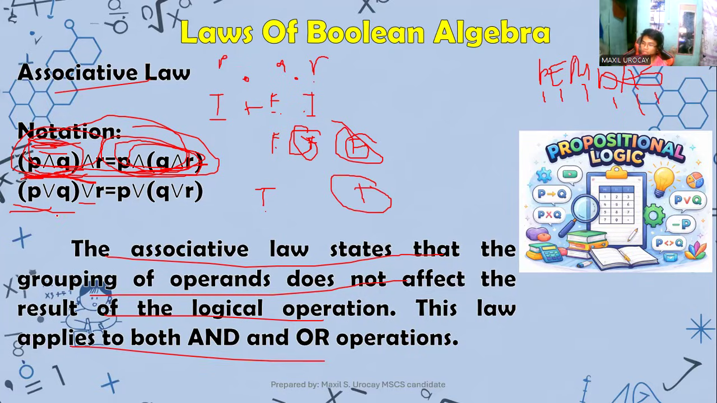Let's try to see if this other statement will also be true. So we calculate Q or R first. False plus true will be true. Then true plus P, which is true, plus true is true. So they are equivalent to each other. They are associative.